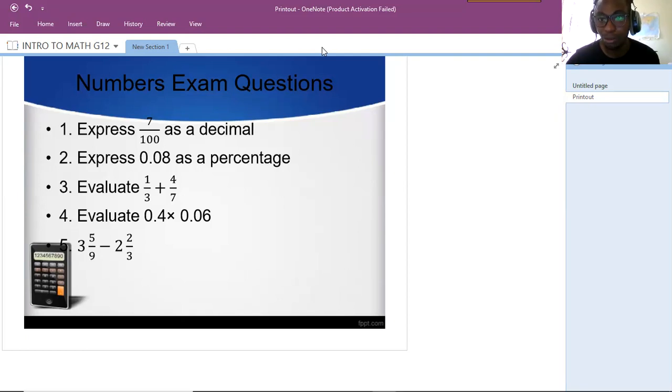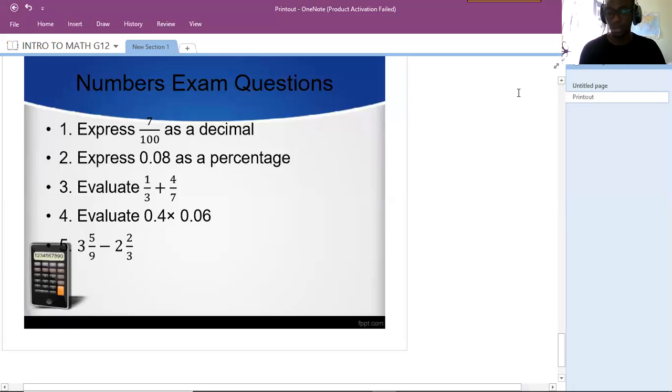Let me resume the recording. So we have got question 1 there, and it says express 7 over 100 as a decimal number, meaning a decimal number is something that has a decimal point. So at the end of the day here, we need this 7 over 100 to have a decimal point somewhere.